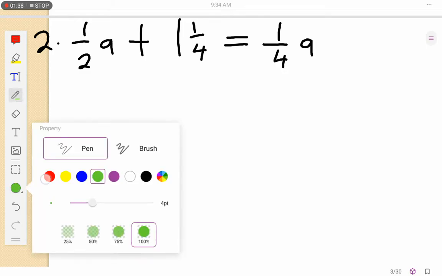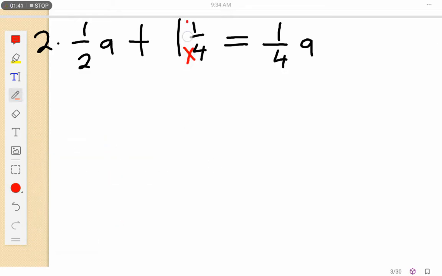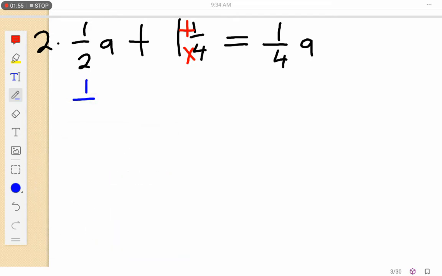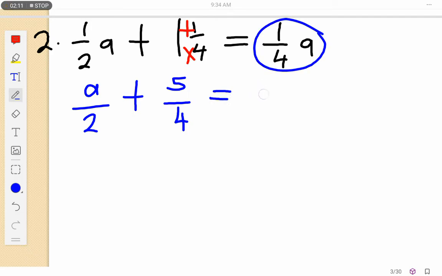Here I can simply multiply this one to have an improper fraction so that I can get my fraction correctly and find the lowest common multiple for the denominator. So when I do that, I will have 1 over 2a, which is the same as a over 2, plus 1 times 4 plus 1, I get 5 over 4 here, is equal to 1 over 4 again. This one is the same as a over 4.